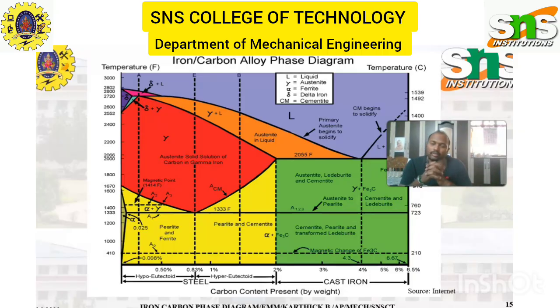Previously, in the two videos, we have seen a better glimpse about the major phases, the temperatures, and the different types, differentiating steel and cast iron by the weight percentage of carbon, and major phases like liquid, austenite, ferrite, delta ferrite, and cementite. Then we have seen the different invariant reactions that occur in the iron carbon phase diagram, right?